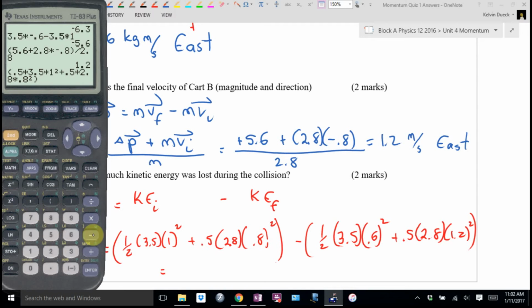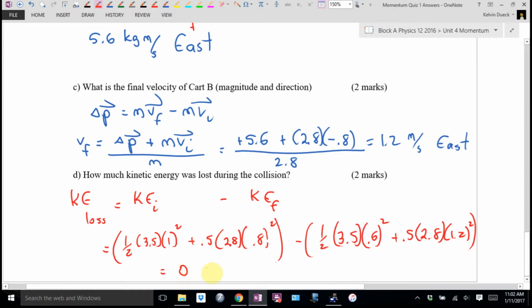There's my initial, minus 0.5 times 3.5 times 0.6 squared, plus 0.5 times 2.8 times 1.2 squared. Oh, do you get 0? There you go. Tells you I made up fake numbers. I can't remember, did I? Maybe I did that one on purpose just to show you an example of a perfectly elastic collision.